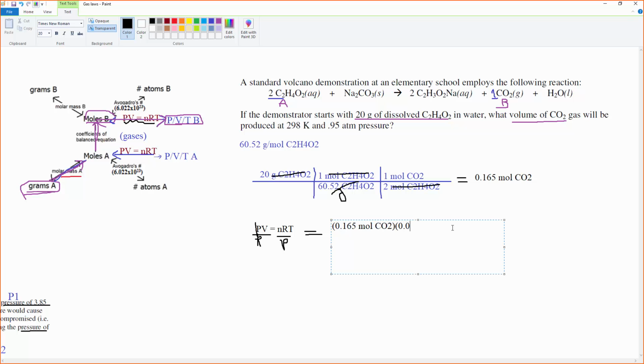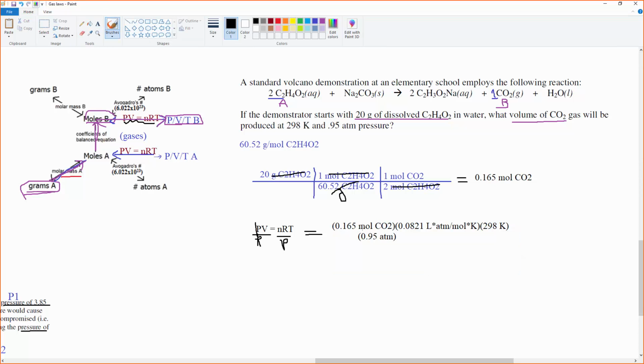R, I give that to you. T, oh, they already give it to us in Kelvin. That's so nice. Look how nice I am. By they, I mean me. Haha. Okay. And P on the bottom, 0.95 atmospheres. Also, don't need to convert that because it's already in atmospheres. I can be nice sometimes. Erica says, on the test you won't. I know you won't. You're probably correct.